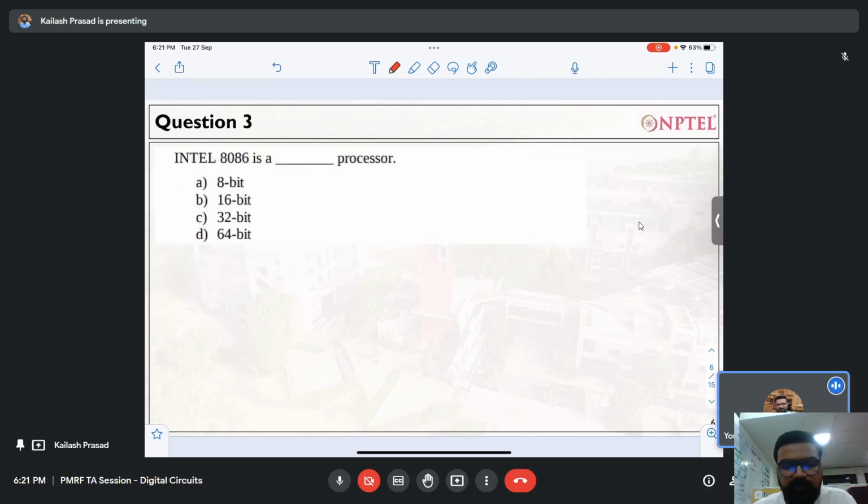So, moving to the next question. Anybody knows Intel 8086? How many bits is the processor? It's a simple question.